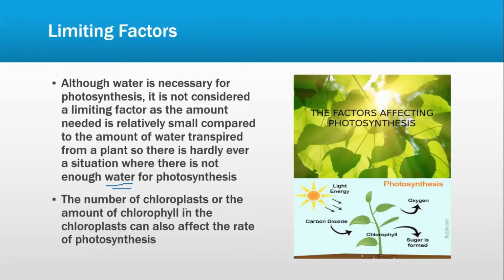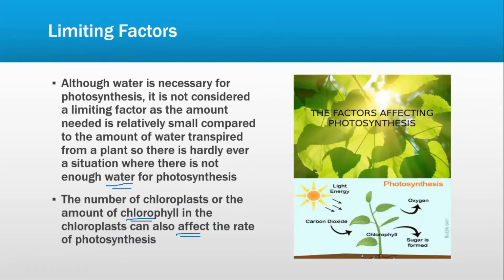The number of chloroplasts or the amount of chlorophyll in the chloroplast can also affect the rate of photosynthesis. How? Because chlorophyll, as we all know, is the green pigment present in leaves, which is responsible for trapping the light energy. If the amount of chlorophyll in the leaves is less, the rate of photosynthesis would also be low. If the amount of chlorophyll is more inside the leaves, in bright green leaves, of course, they would trap more light energy, more photosynthesis, a higher rate of photosynthesis.